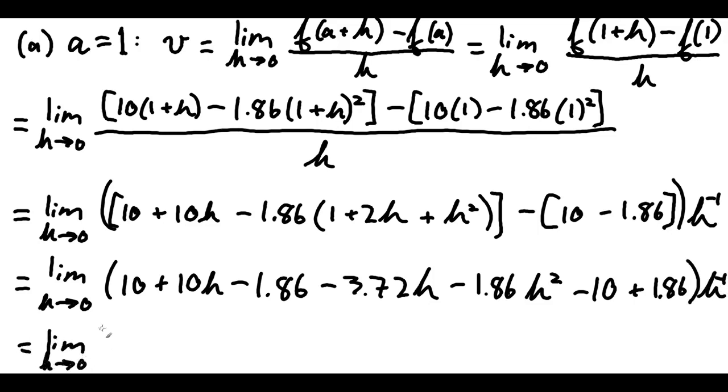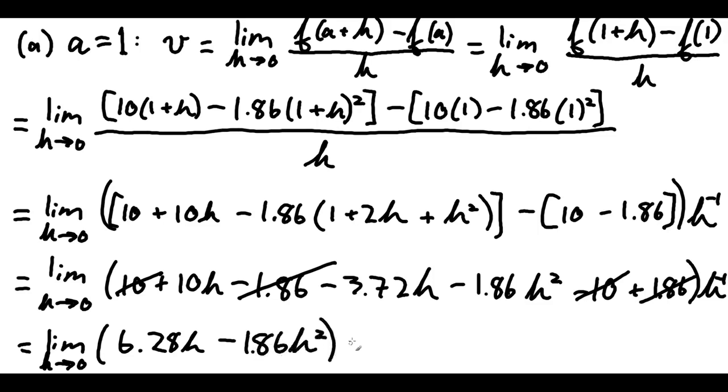Okay, so let's simplify what we can. Frequently, especially when we're dealing with polynomials, terms will cancel. So you see we have a 10 minus 10. We have minus 1.86 plus 1.86, so that's nice. Look to see if anything else cancels. It doesn't look like it. We have 10h minus 3.72h, so that is going to leave 6.28h, if I'm doing my mental arithmetic correctly, minus 1.86h squared times h to the negative first.